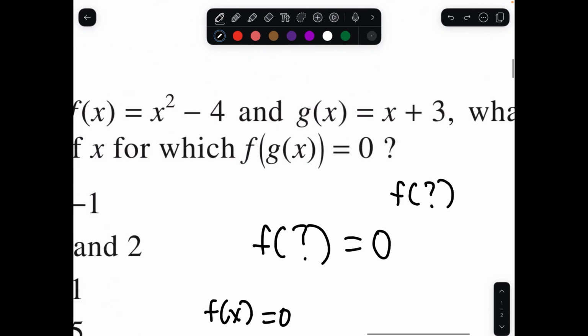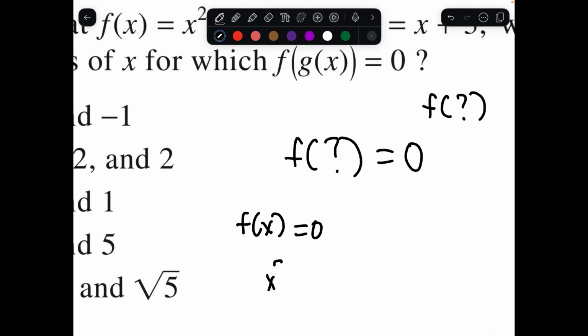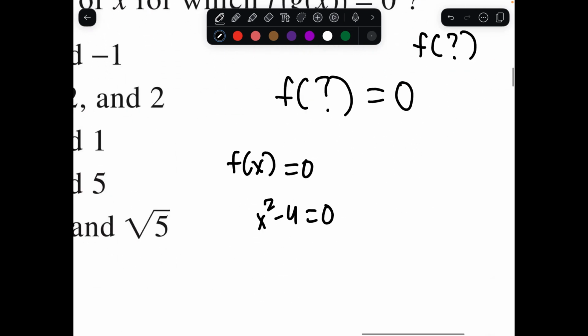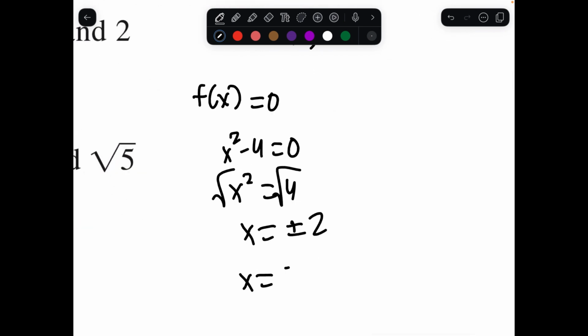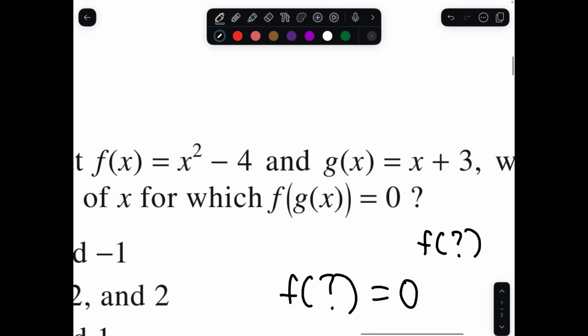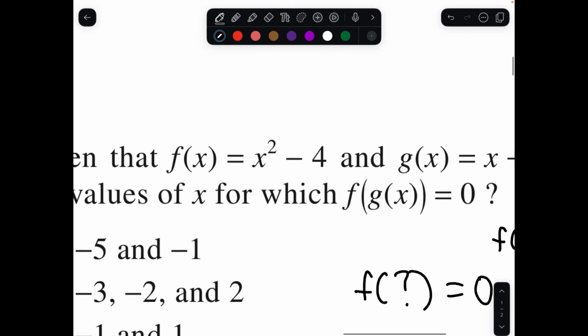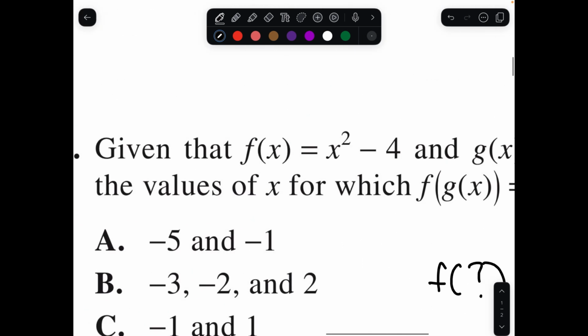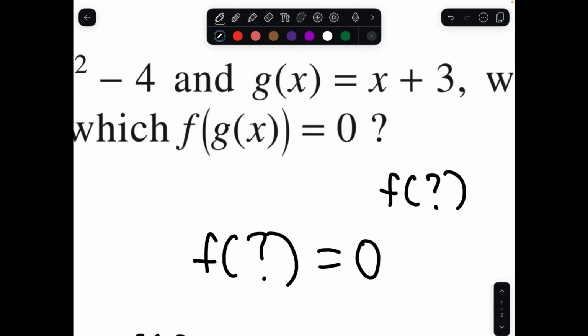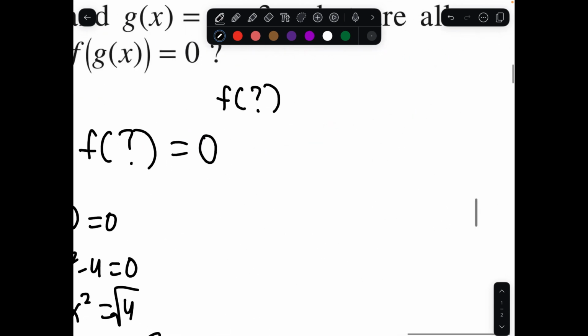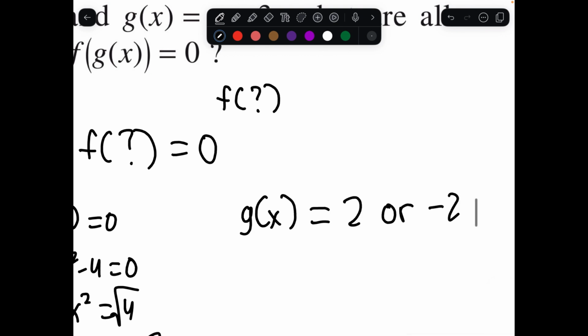And then you want g of x to give the output of this question mark, right? So let's set f of x equal to 0. So x squared minus 4 equals 0. And if we solve for x squared equals 4, because you add 4 to both sides, square root, you get x equals plus minus 2, or x equals 2 comma negative 2. So this means that when we plug 2 into f and negative 2 into f, we get 0, right? So we know that we want g of x to equal 2 or negative 2, right?